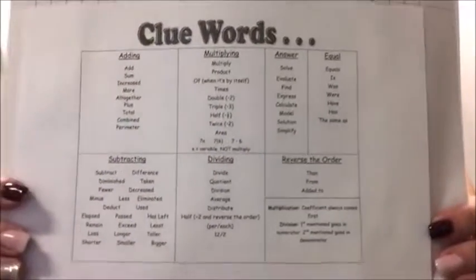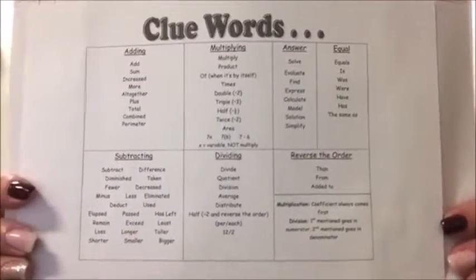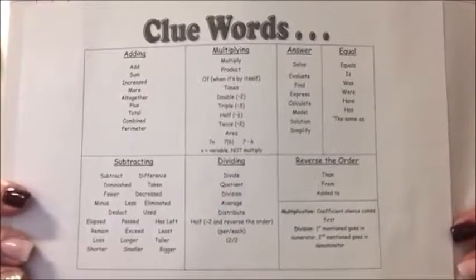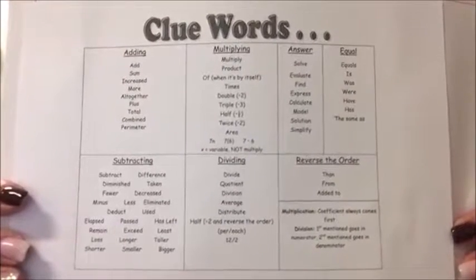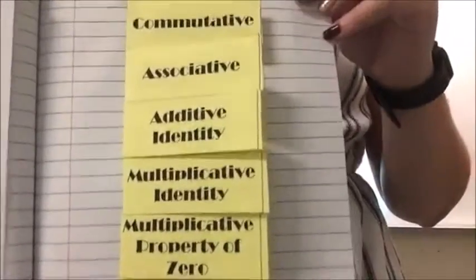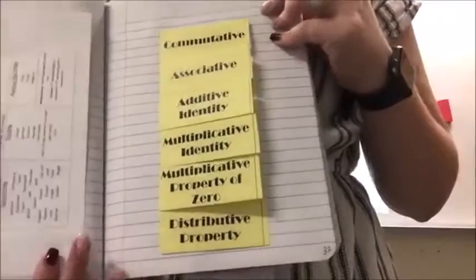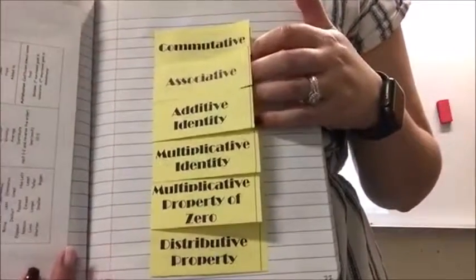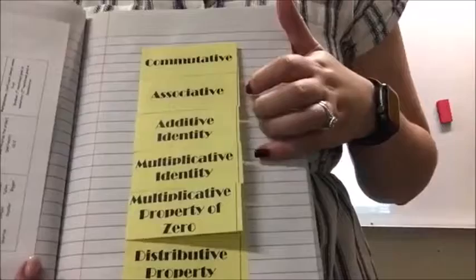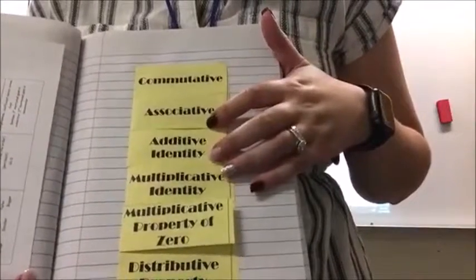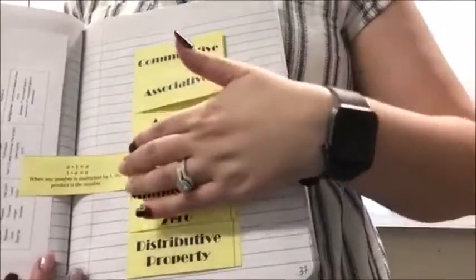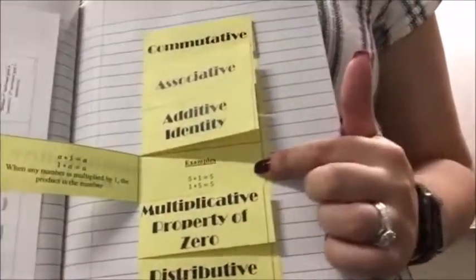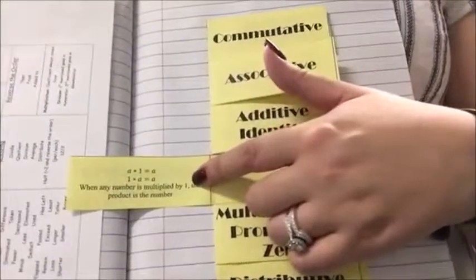All right, on the next page of your notebook, you'll have this page that says clue words on it, which just gives you some clue words when you're changing things into numerical expressions. Okay? And then this page right here has different properties on it. So you have commutative, associative, additive inverse, multiplicative inverse, multiplicative identity, multiplicative property of 0, and the distributive property. So if you open up each one of these, it gives you an example as well as what it looks like in algebraic terms.